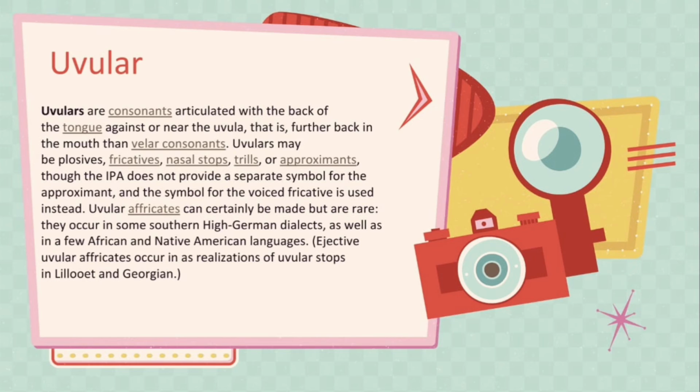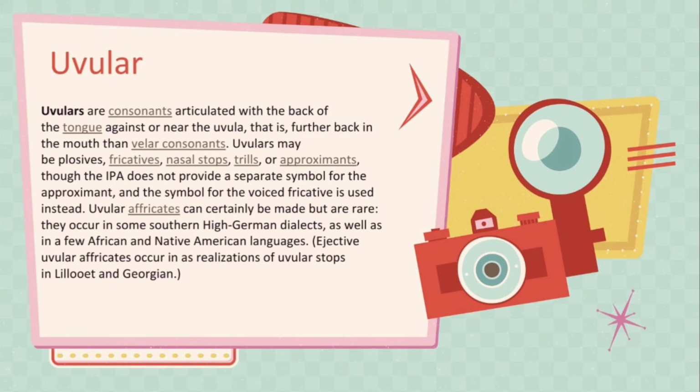Other places of articulation which are not really used in English is uvular. Uvulars are consonants articulated with the back of the tongue against or near the uvula, that is farther back in the mouth than velar consonants. Uvulars may be plosives, fricatives, nasal stops, trills or approximants.